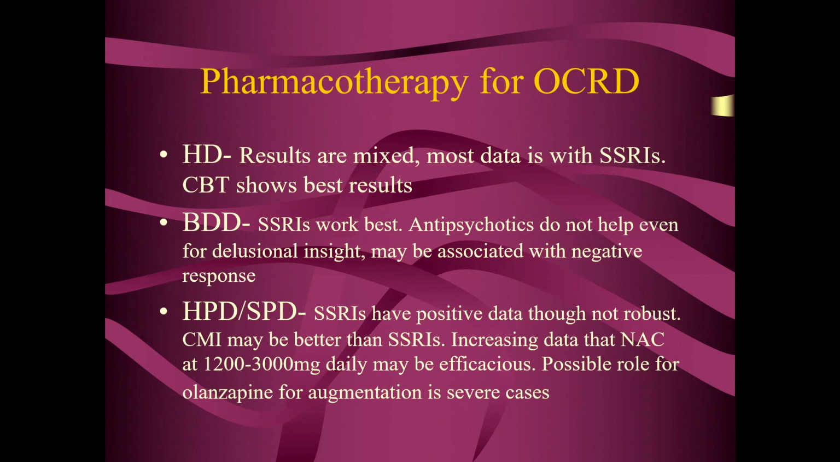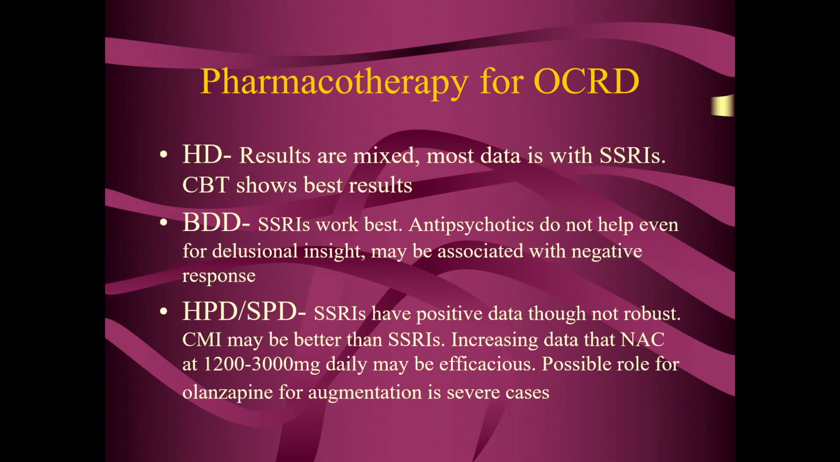Body dysmorphic disorder. SSRIs have the most evidence, perhaps clomipramine as well. Go ahead and use the SSRIs. Again, importantly, antipsychotics do not help with BDD patients, even if they have delusional insight, and in fact may be associated with a negative response. There is some data that if you have a delusional BDD patient and you put them on an antipsychotic, they do worse than if you put them on an SSRI alone. So antipsychotic plus SSRI is worse than SSRI alone. So even though it's tempting with the way these patients may look to be delusional, it's tempting to want to put them on an antipsychotic, but SSRIs work the best in these patients, even the ones who are so-called delusional.